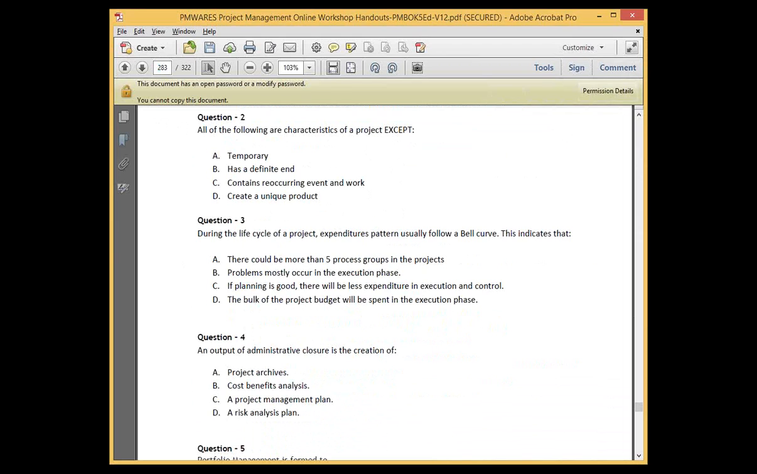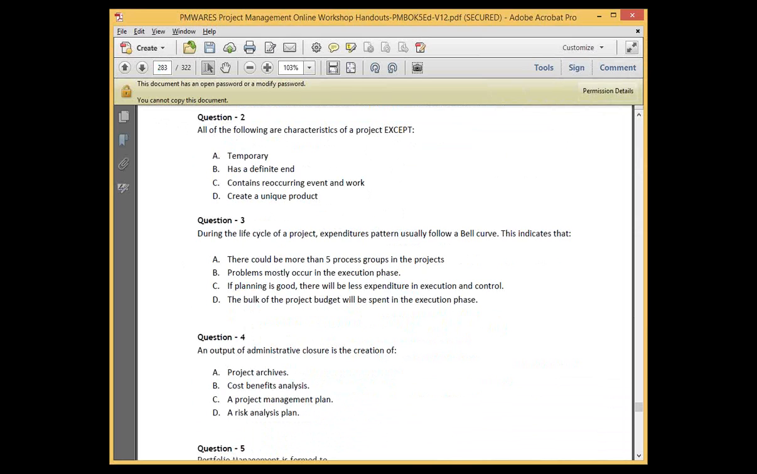Most of the people have C. During the life cycle of a project, expenditure pattern usually follows a bell curve. See, if planning is good, there will be less expenditure. That is, the bell curve is not showing this. That's a concept actually.